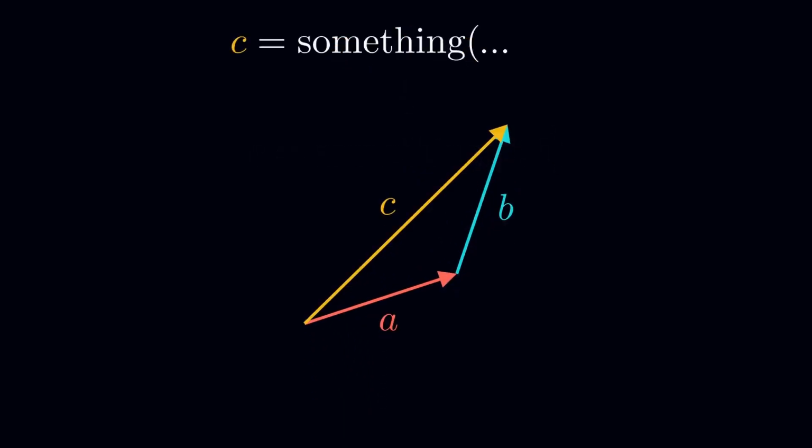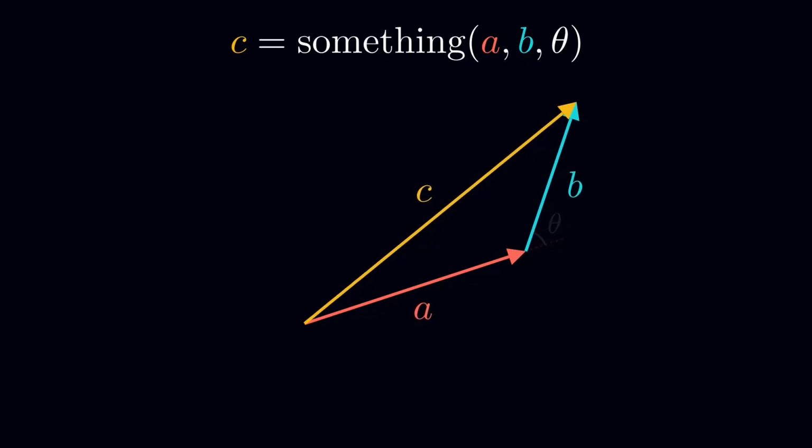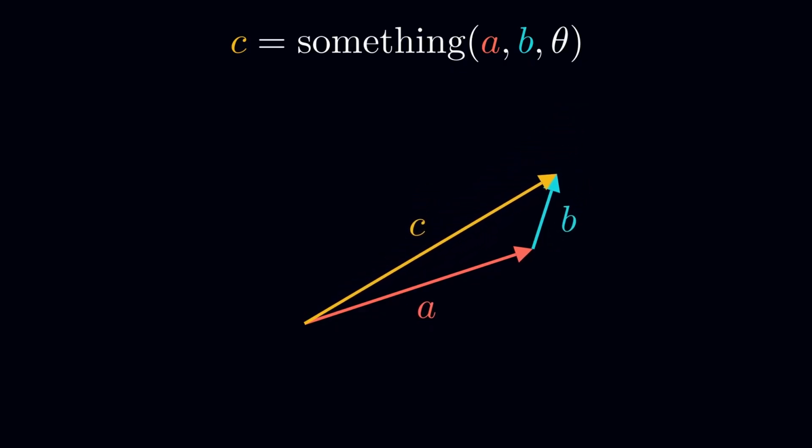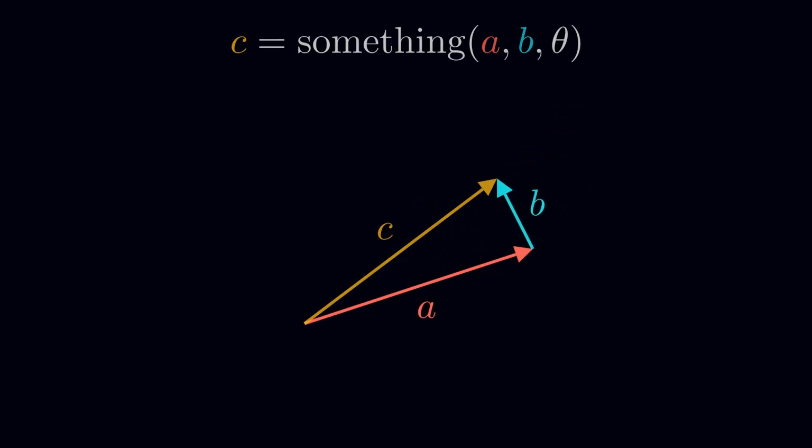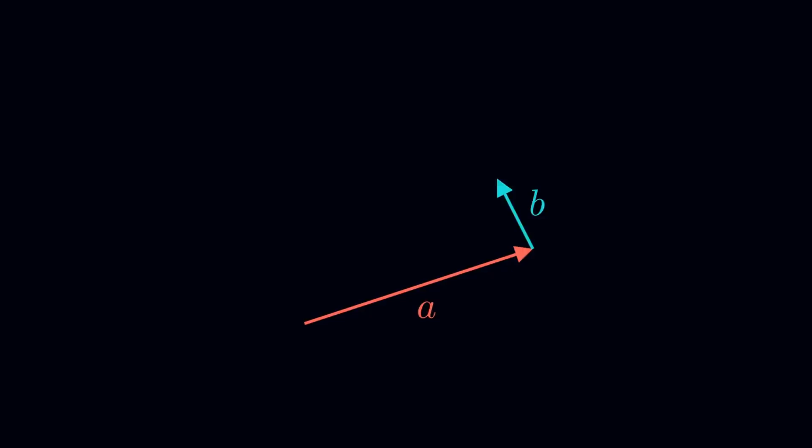Playing around with things, we can see that the factors that matter are the length of A, the length of B, and the angle between A and B, which we'll call theta. The tricky part is that the direction of C also depends on these three factors. To understand how A and B interact, let's do a kind of mathematician's thought experiment to see what our two vectors actually know about each other.